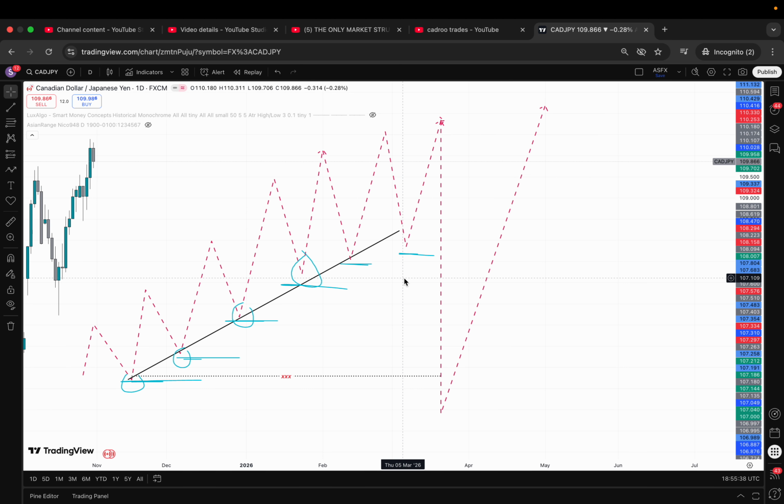Now, oftentimes when you see trend line liquidity on the chart, 80% out of the time, it's always going to get induced eventually.